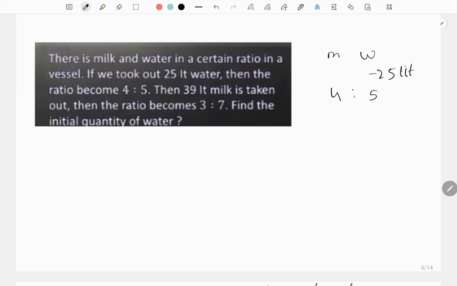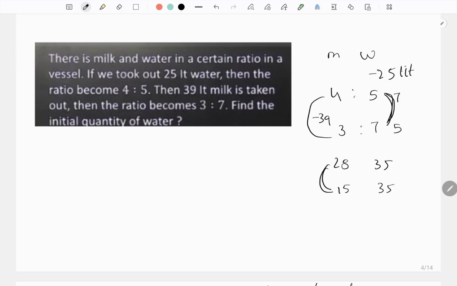Then 39 liters of milk is taken out, and the ratio becomes 3:7. Now see, if we remove milk, then why is there a change in water? There should not be any change in water, but there is. So what to do? We have to take the LCM of 5 and 7 to make the quantity of milk the same. Multiply this by 7 and this by 5. 7 fours are 28, 7 fives are 35, 5 threes are 15 and 7 fives are 35.